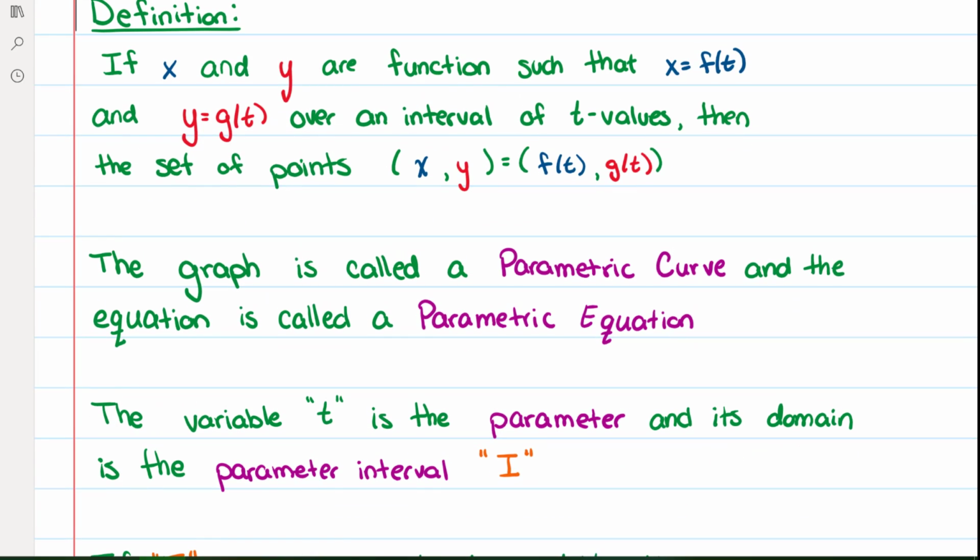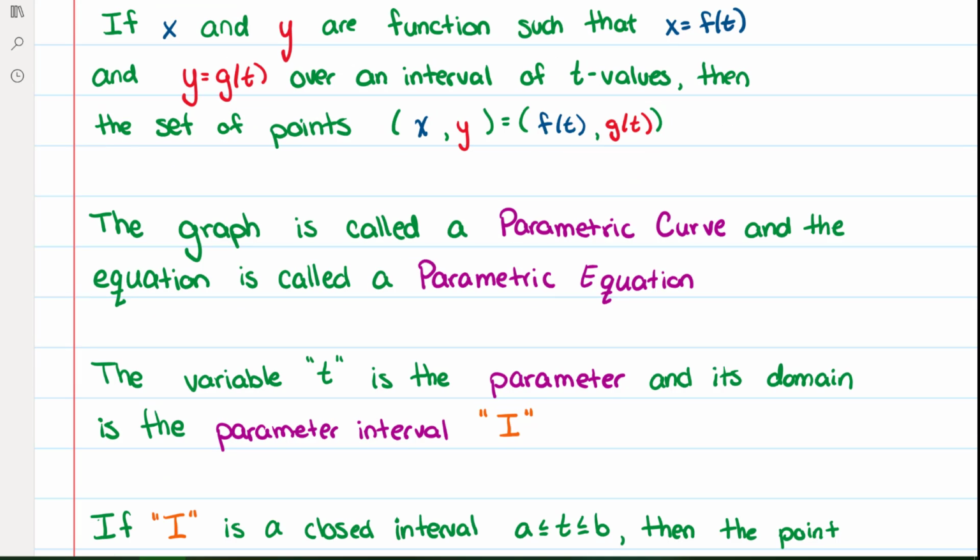The graph is called a parametric curve, and the equation is called a parametric equation. So instead of calling it just a graph, we call it a curve, or a function. It's definitely not a function, but it's a curve and an equation. The variable t is the parameter, and its domain is the parameter interval, and we call that I.